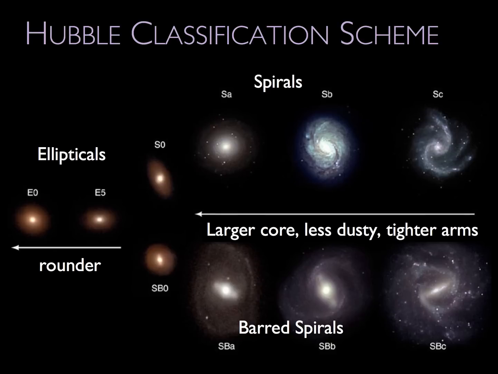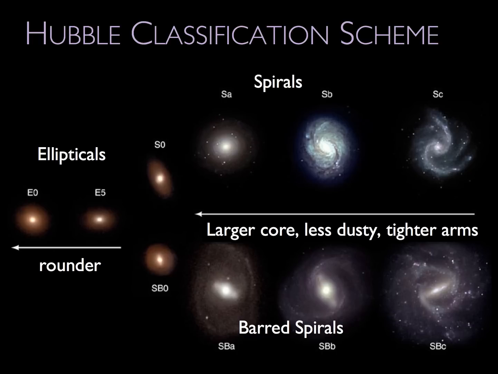Above right are the spiral galaxies. The A, B and C letters are given based on how tightly wound any spiral arms are and how large the central bulge is. SA galaxies have large central bulges and tightly wound spiral arms. SC galaxies have small central bulges and loosely wound spiral arms. The same scheme goes for barred spirals below, except an uppercase B is added to indicate the galaxy has a bar.